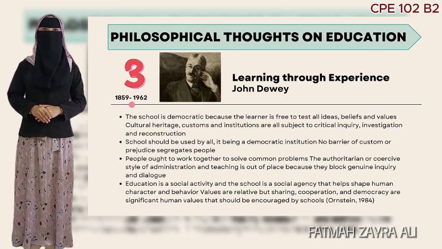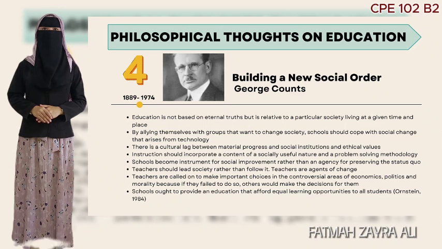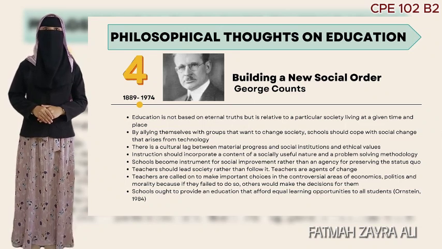Ornstein, 1984. Number 4. George Counts, 1889 to 1974. Building a New Social Order.